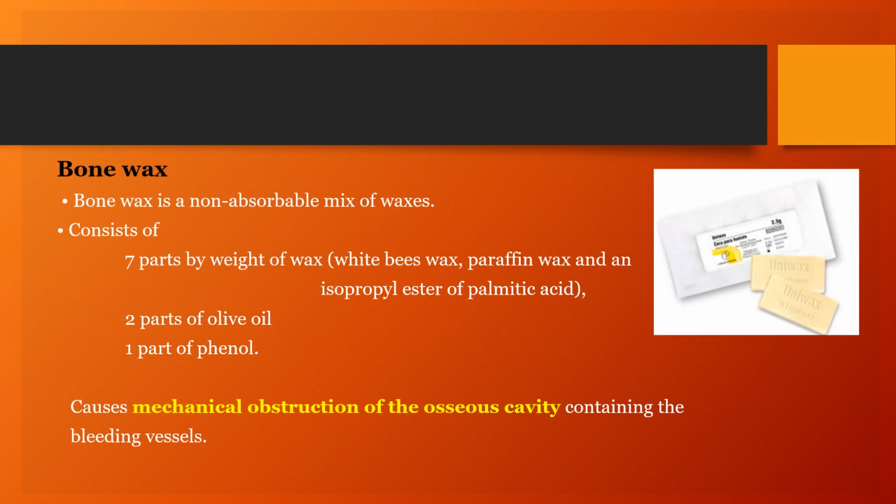Bone wax is a non-absorbable mix of waxes. It consists of 7 parts by weight of wax, which can be white beeswax, paraffin wax, and an isopropyl ether or ester of palmitic acid, 2 parts of olive oil, and 1 part of phenol. It causes mechanical obstruction of the osseous cavity containing the bleeding vessels.